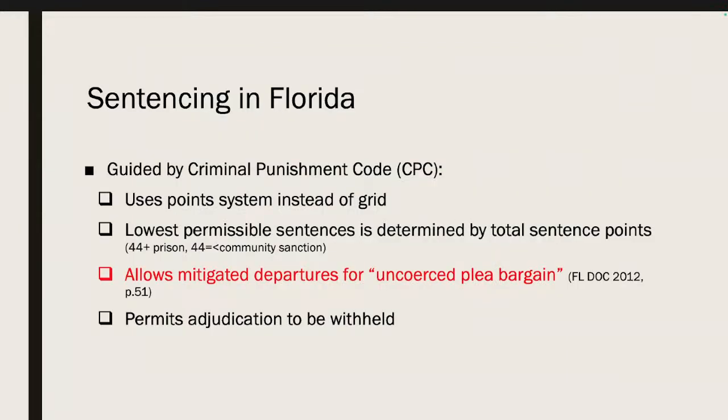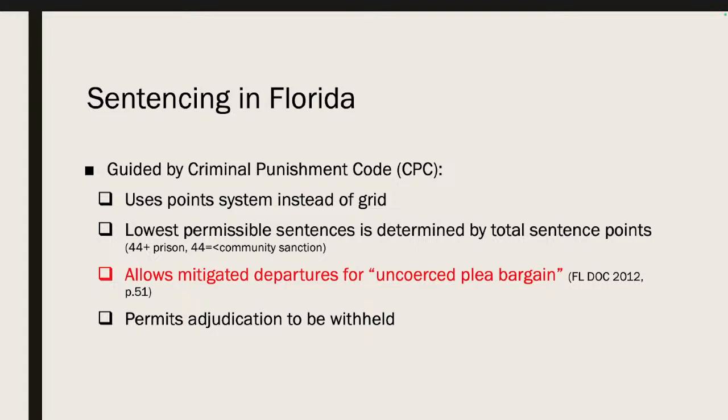To go a little further into how sentences are derived in Florida, it's a little bit different than most places. Sentencing in Florida is guided by the Criminal Punishment Code, which uses a point system instead of a two-dimensional grid, which is standard, or three-dimensional grid, standard in many places in the United States that have sentencing guidelines. And the way this works is just about every aspect of a crime is scored. It's given a number of points, and all the points are added up to a variable called total sentence points. And the lowest permissible sentence in a case is determined by total sentence points.